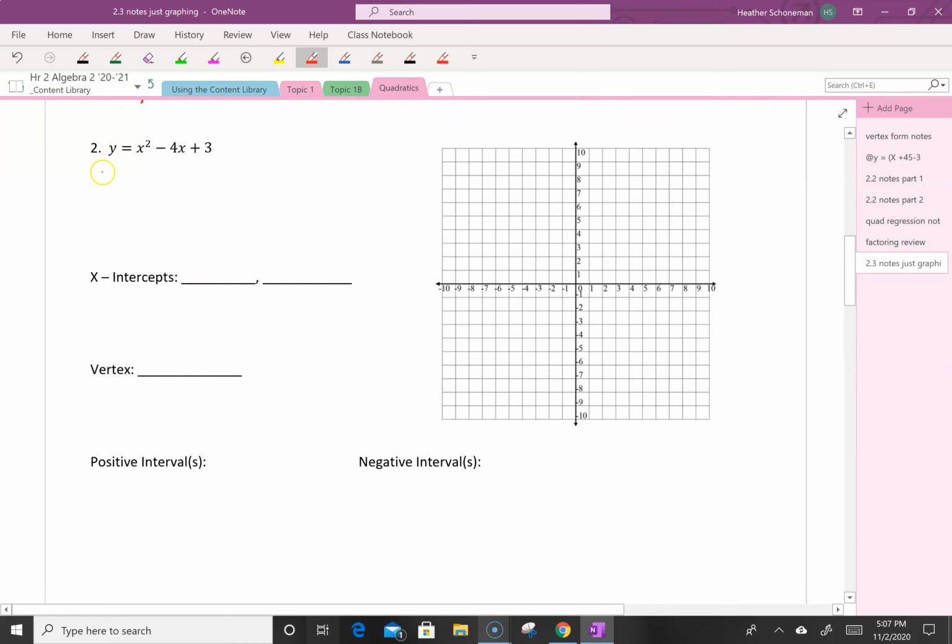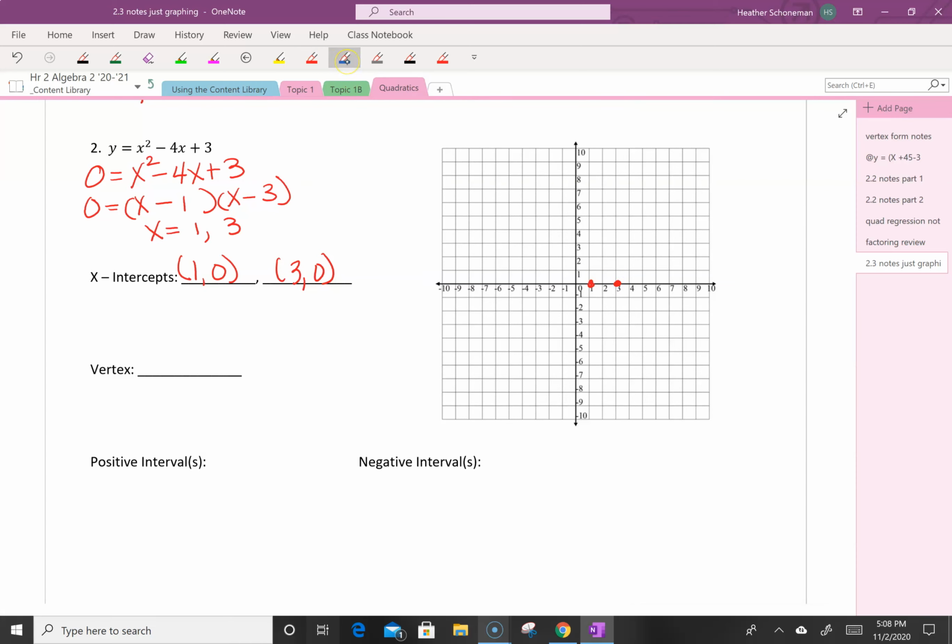Number 2. So to find the x-intercepts, I'm going to plug in 0 for x. So I get 0 for y. So I get 0 equals x squared minus 4x plus 3. Now I'm going to factor it. The two numbers that multiply to +3 and add to -4 would be -1 and -3. So when I solve, x equals +1 and +3. So my x-intercepts are 1, 0 and 3, 0. So I can graph those 2 points.